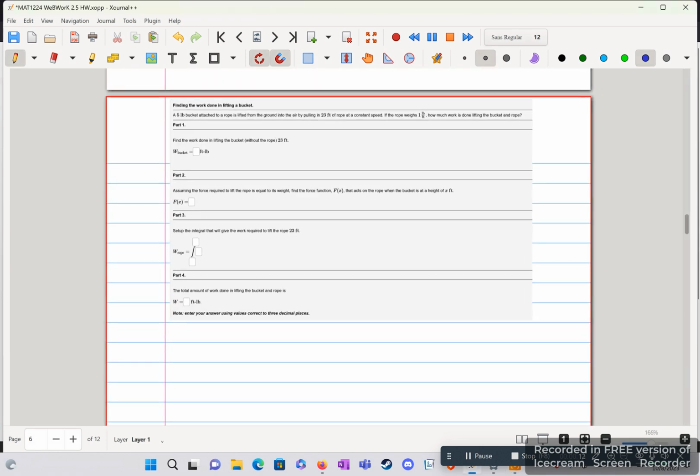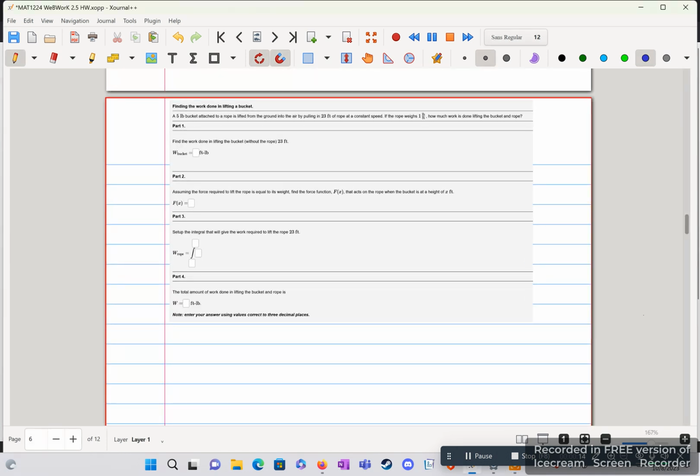So we're given a lot of information here. The bucket is 5 pounds, and it's attached to a rope, lifted from the ground into the air by pulling 23 feet of rope at a constant speed. And we know that the rope weighs 1 pound per foot. How much work is done in lifting the bucket and the rope?